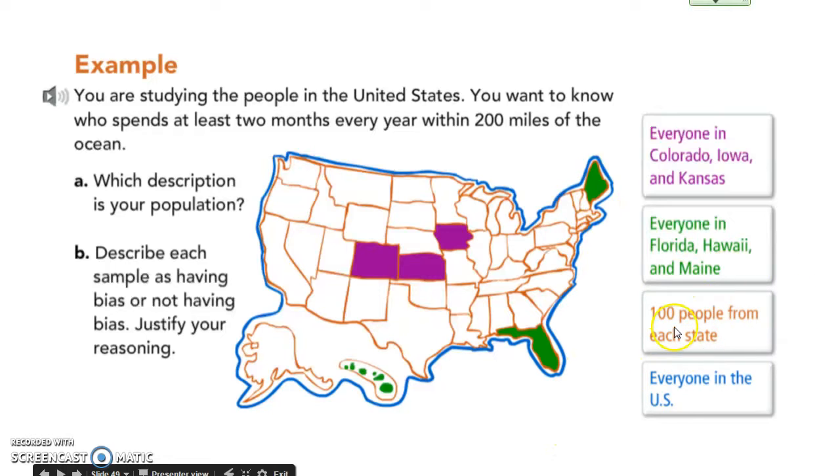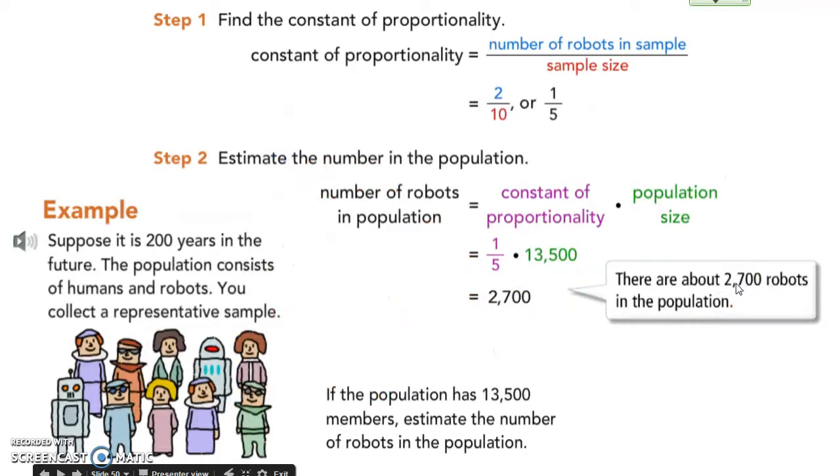The representative sample would be picking 100 people from each state. That way you're getting all 50 states. You're getting a yes or a no, I go to the beach. That would be a fair representative sample.